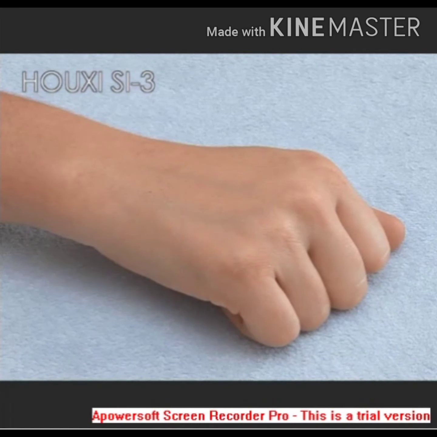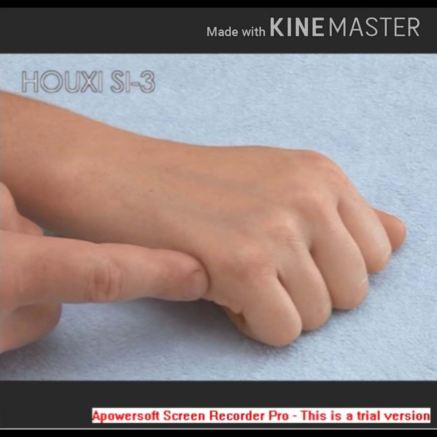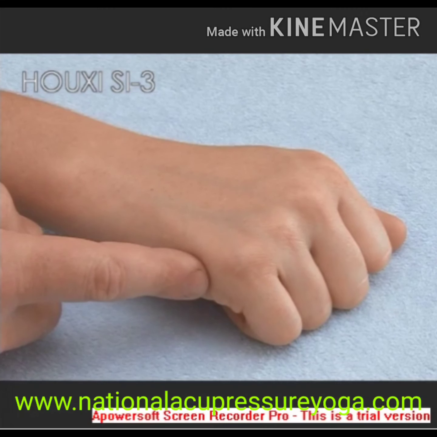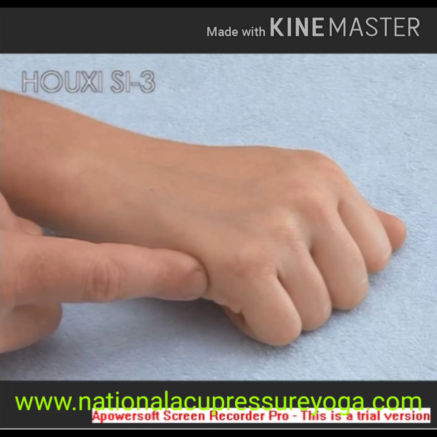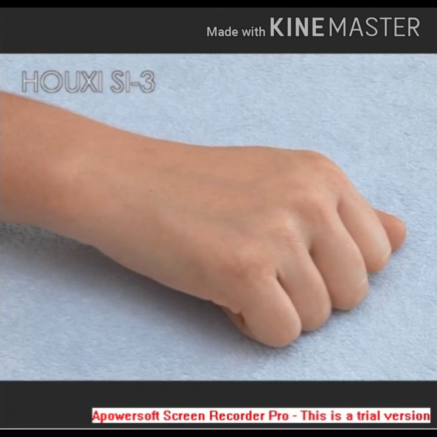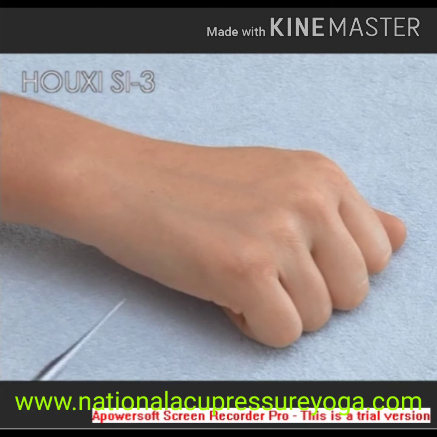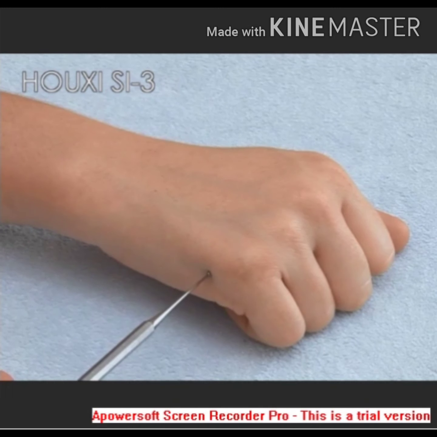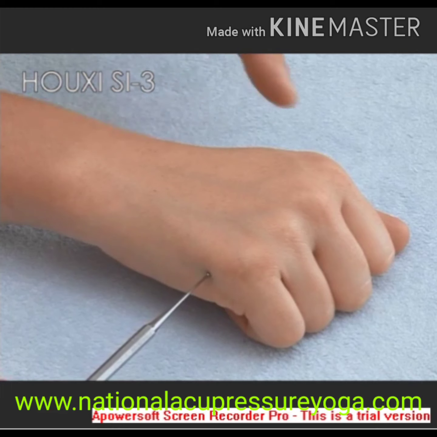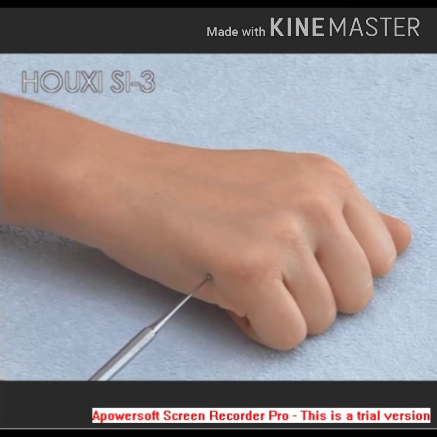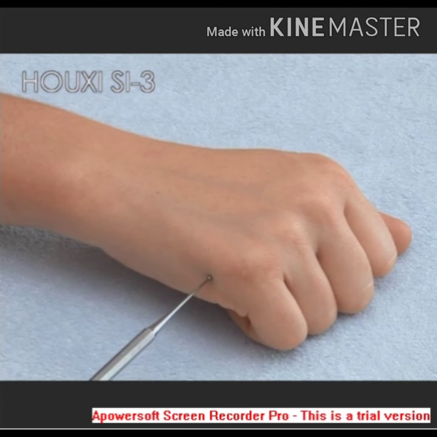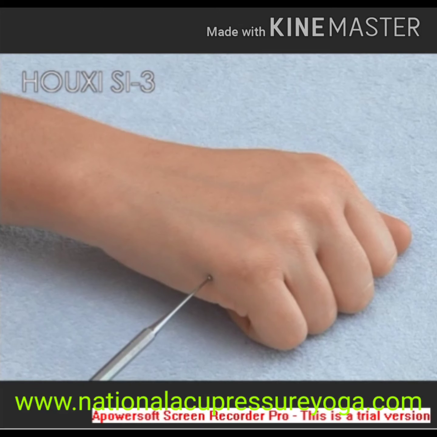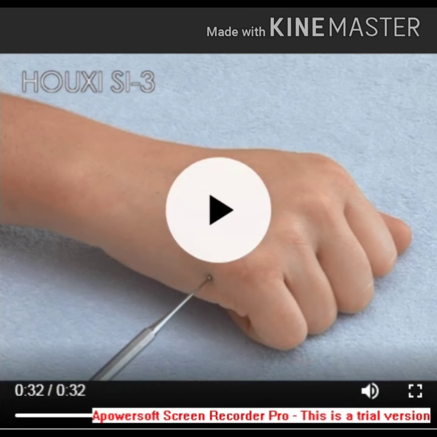Houxi, Small Intestine 3, is located on the ulnar border of the hand in the substantial depression proximal to the head of the fifth metacarpal bone. This point is easier to locate when the hand is made into a loose fist. Perpendicular insertion 0.5 to 2 cun, directed towards Sanjian, Large Intestine 3. Needle with the hand in a loose fist position, that is, with the metacarpal bones lying in the same plane. This is especially important when needling deeply towards the opposite side of the hand.